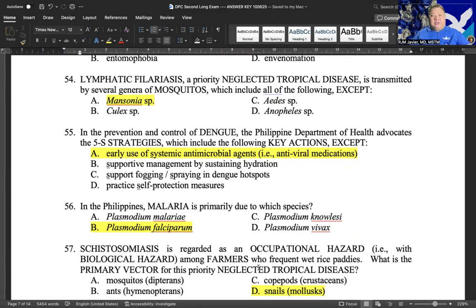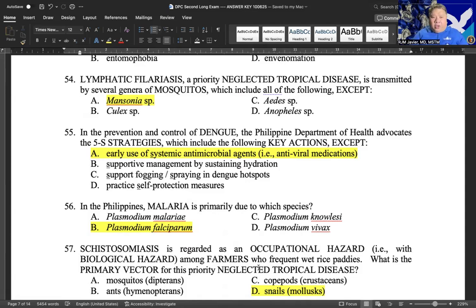Now, in the Philippines, when we talk of your lymphatic filariasis, which is a priority neglected tropical disease, there are three genera of mosquitoes that are commonly encountered to transmit your lymphatic filariasis. And the three more common genera of mosquitoes known to be vectors of your LF or your lymphatic filariasis would be your Aedes, followed by your Culex, and then your Anopheles.